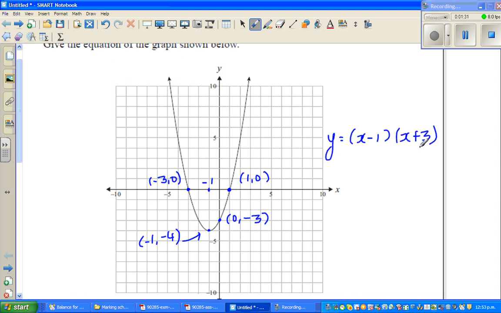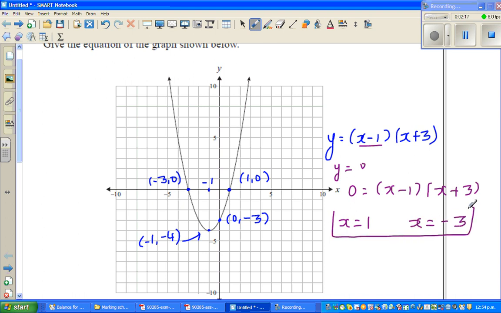Now, how did I write this? By looking at the x-intercept. The x-intercept is 1, 0, which means when y is 0, x is 1. So if y is equal to 0, then 0 is equal to x minus 1 times x plus 3. Obviously x has to be 1 to make one bracket 0, and x has to be minus 3 to make the other 0.